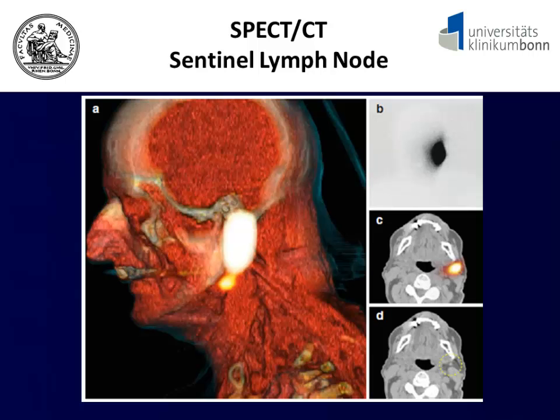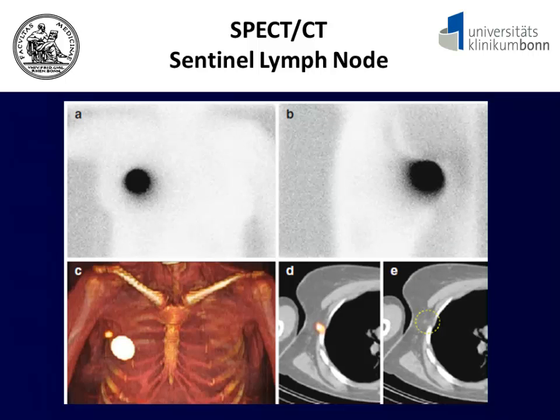A patient with melanoma. Here they injected the radioactivity. In the planar scan, they could not find any accumulation as sentinel lymph node, but in the SPECT CT you can see here the sentinel lymph node was exactly adjacent to the injection site.